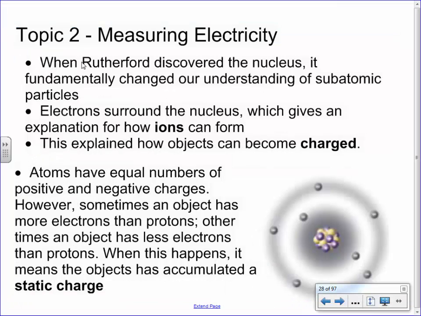Okay, so here's our goal today. You guys can read from the topic. Our goal is to measure electricity. Okay. Now, before we talk about how to measure electricity, we should really talk about what electricity is.